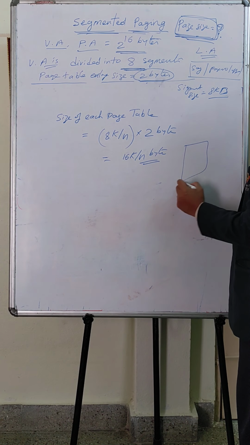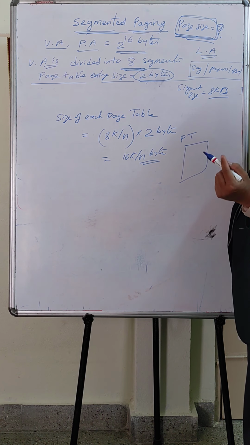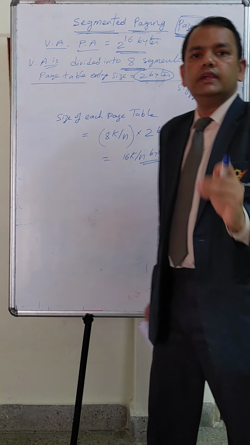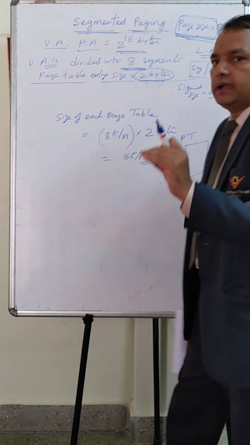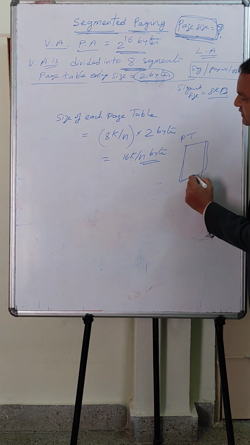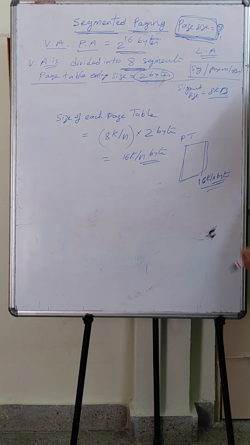What is the PT size? The PT size of a particular segment. Each segment has its own page table. For a particular segment, the corresponding page table size is 16K by n bytes. Okay, my dear friends.